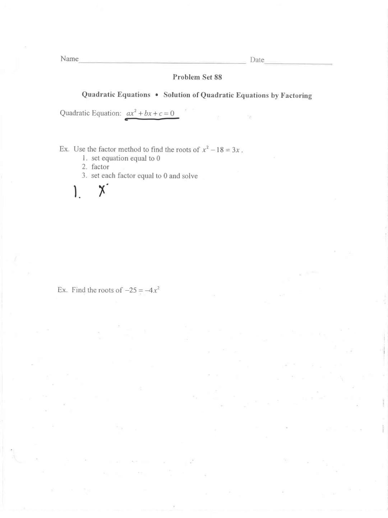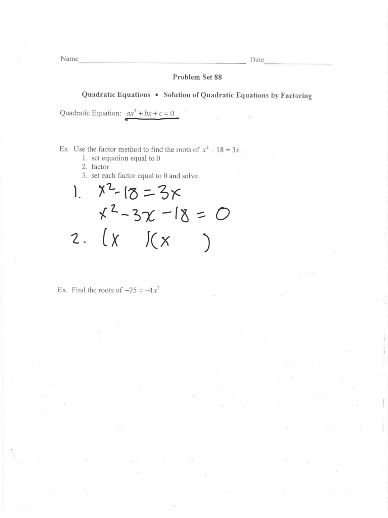So I'm going to take x squared minus 18 equals 3x. I'm going to subtract 3x from each side, like so. And now I've got it set equal to 0. Next, I'm going to factor. So I'm going to take that x squared minus 3x minus 18, and I'm going to factor it into two binomials.